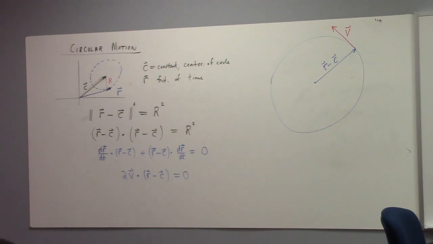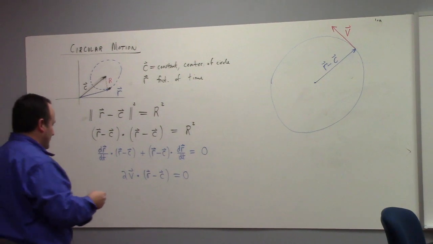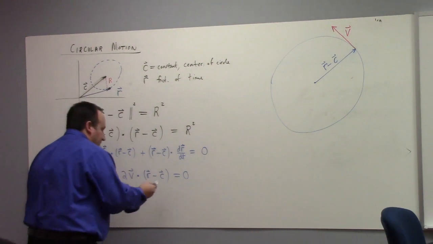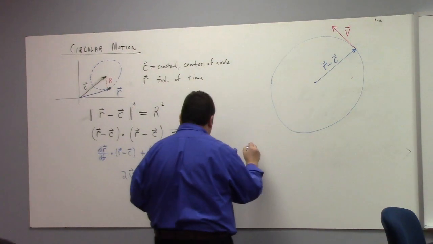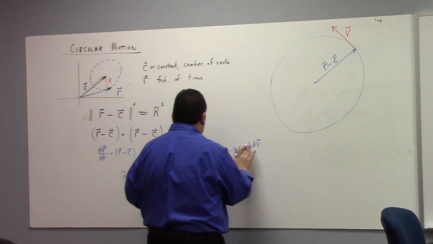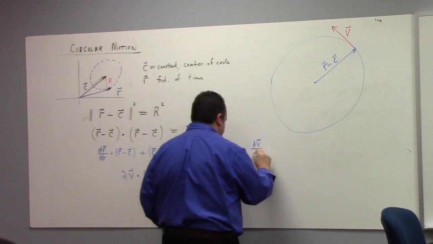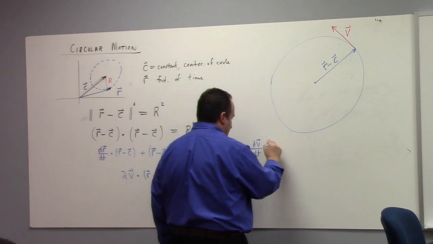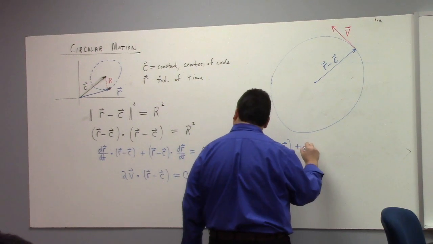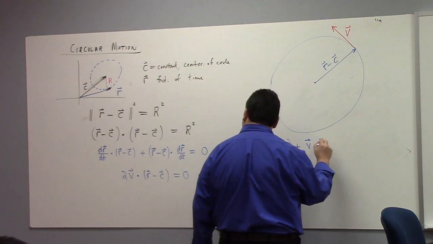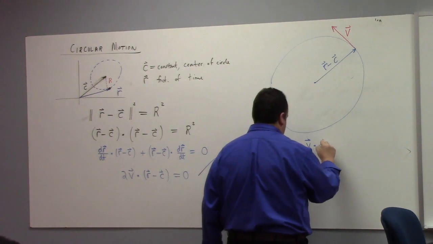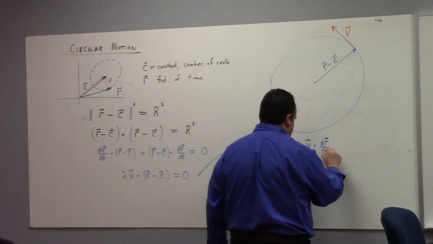What else can we do? How about differentiate again? What happens then? We differentiate this again, we get 2 dv. I can drop the 2. So dv/dt dot r minus c plus v dot d/dt of r. What happens when you differentiate r minus c? The c is constant.